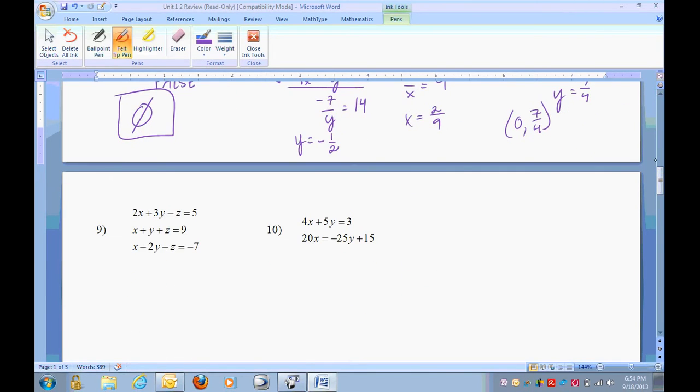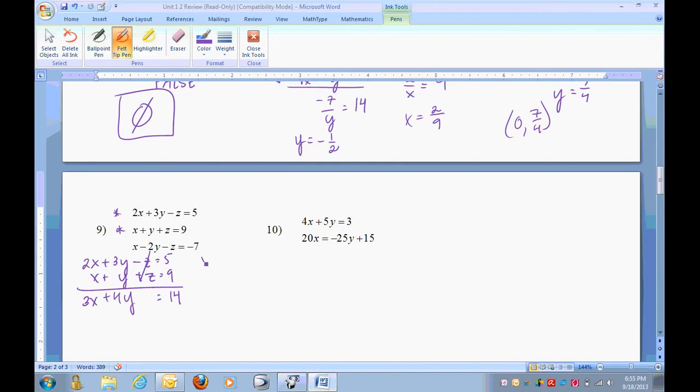Alrighty, let's move on to the last two problems, 9 and 10, where we're solving algebraically. I'm going to take my top two equations right now, and if you notice, the z's are positive and negative, so I know that that's going to be eliminated. So I'm going to take 2x plus 3y minus z equals 5, and x plus y plus z equals 9, and the z's cancel, and that ends up giving me 3x plus 4y equals 14. That's the first equation that I can use, having eliminated the variable z.